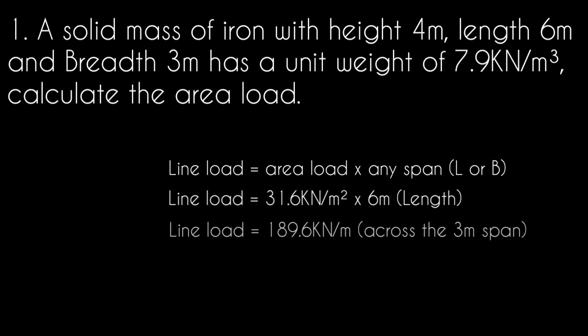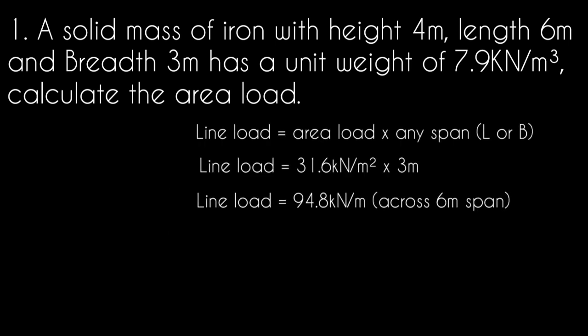Now, let's go ahead to try multiplying the area load by the breadth. We're going to have area load, 31.6 kilonewton per meter square, multiplied by the breadth, which is 3 meters. And we'll have 94.8 kilonewton per meter. It should be noted that this line load would be across the 6 meter span.